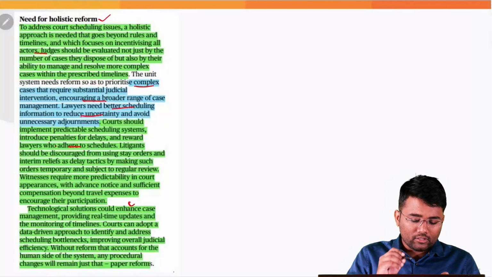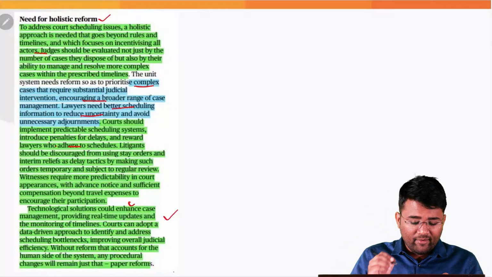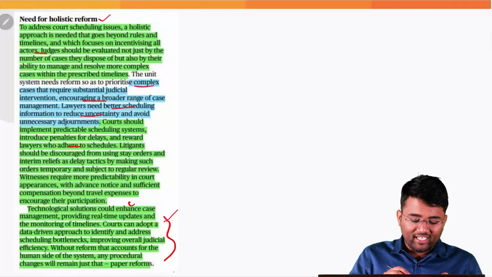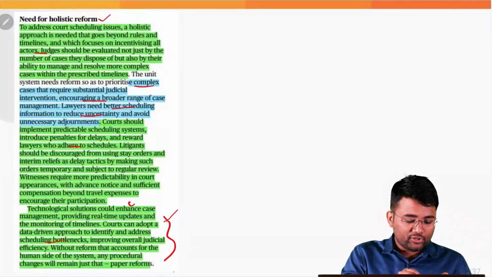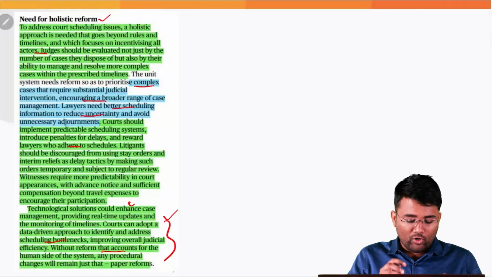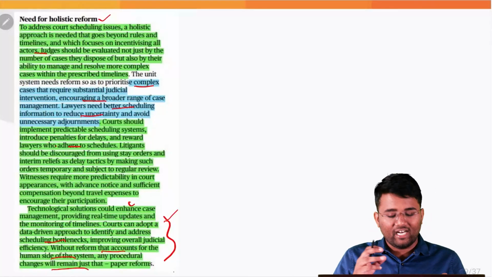Technological solutions could also enhance case management, providing real-time updates and monitoring of that particular case. Courts can adopt a data-driven approach to identify and address scheduling bottlenecks, improving overall judicial efficiency. Without reform that accounts for the human side of the system, any procedural changes will remain just that, paper reforms.